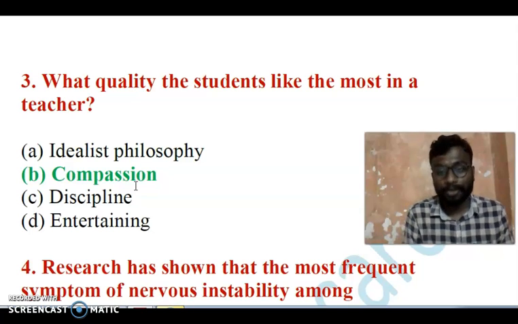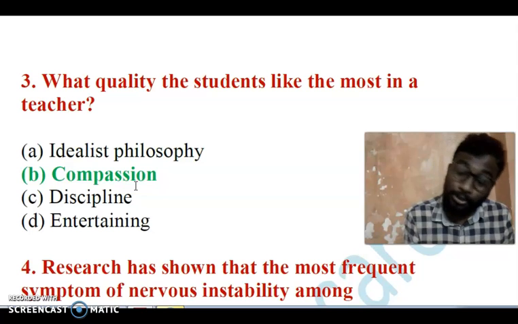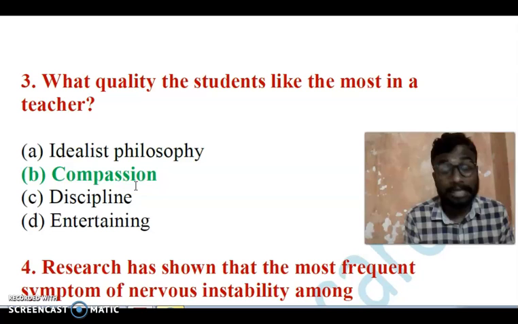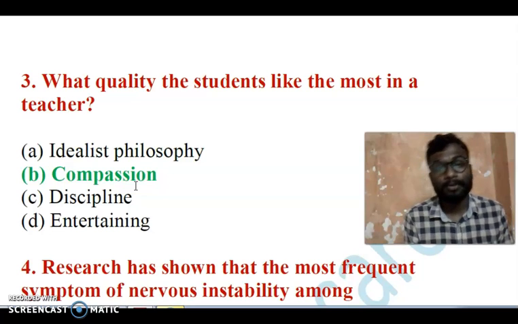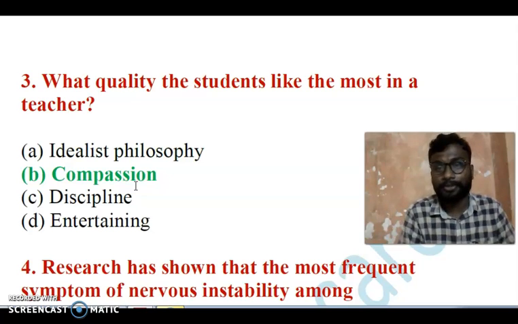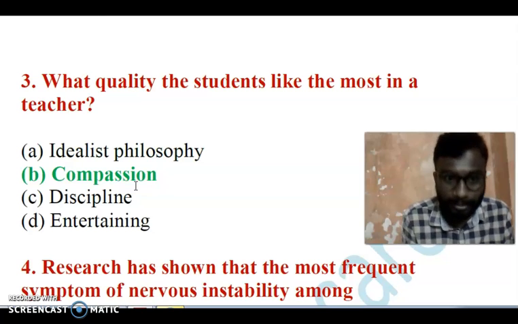What quality do students like the most in the teacher? The quality students like in the teacher is compassion, interest and intention towards the subject, and the positivity and motivation that the teacher provides to the students. Yes, it is compassion.